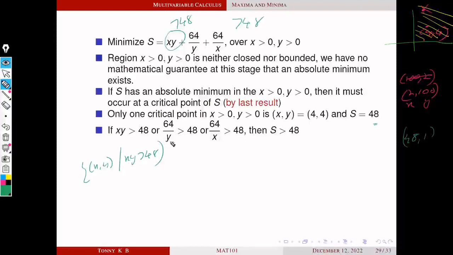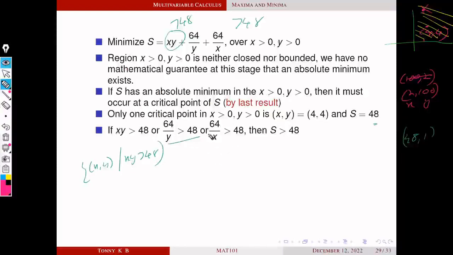Similarly, you can remove all such points where 64 by y is greater than 48. If this term is greater than 48, there is no minimum in that region. Similarly, if 64 by x is greater than 48, then there is no minimum. That means if our point satisfies either this condition or this, then our S value is strictly greater than 48. So we are going to analyze the problem except these points. Except these points means either this or this or this. What is the opposite of this one?